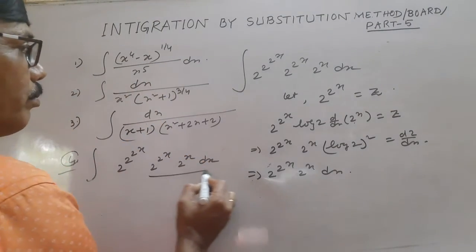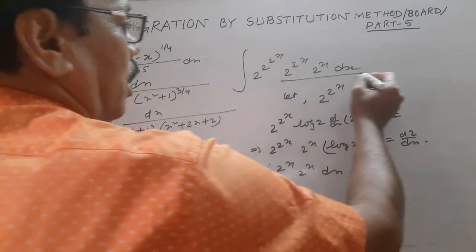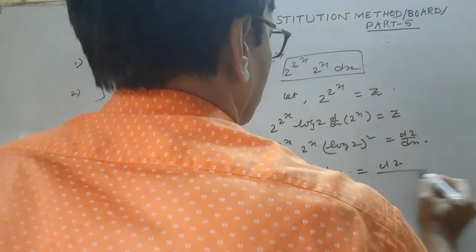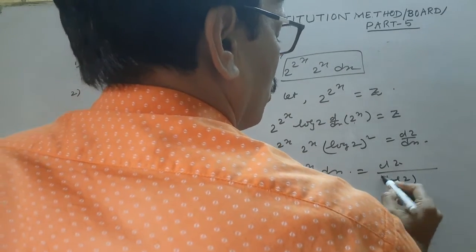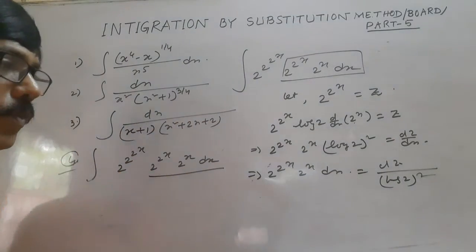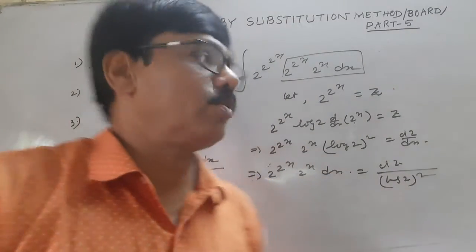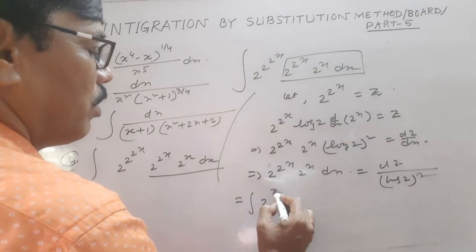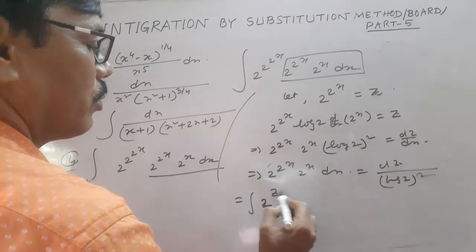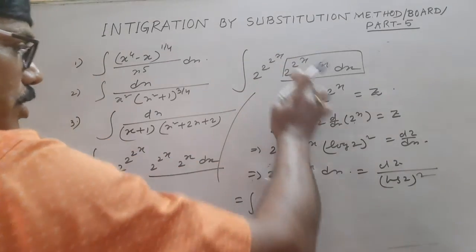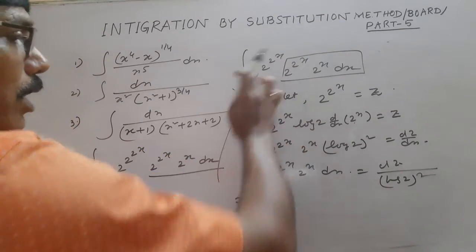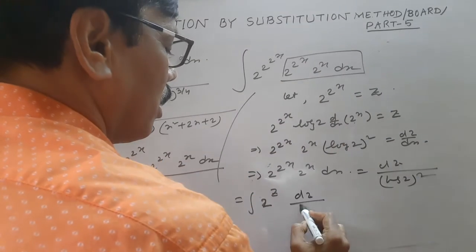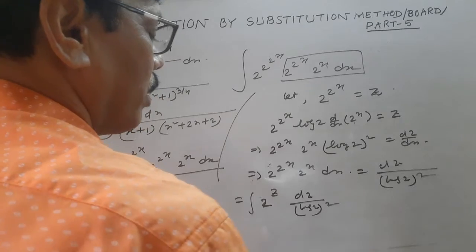this part, what is the value, equals dz by log 2 whole square. Now this one is 2 to the power z. We are considering this power as z, and this equals dz by log 2 whole square.